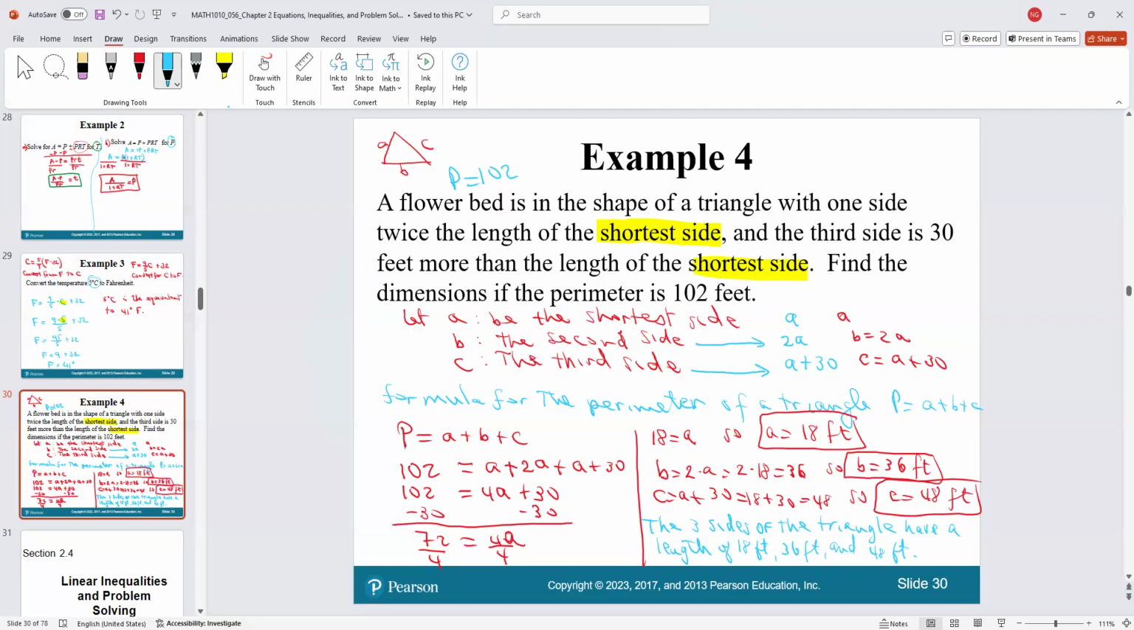I'm hoping for these examples, you are all correct on this because we're still working on the equations, inequalities, and problem solving. In a different video, we will come back for section 2.4, linear inequalities and problem solving. Hope you had fun with this one.